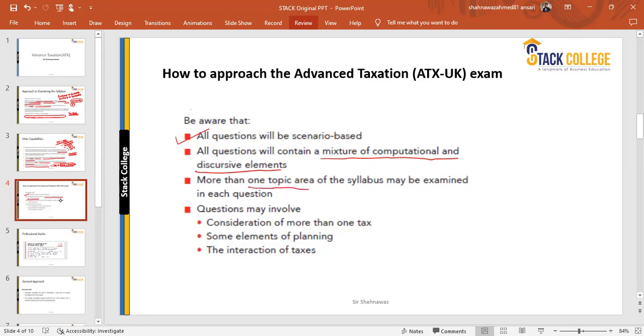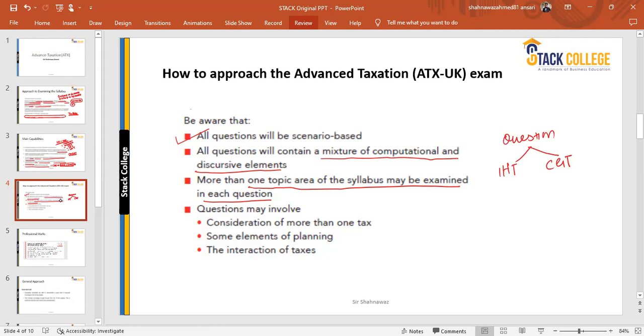More than one topic area of the syllabus may be examined in each question. It is not the case that one complete topic will be examined. Rather, for example, one question may relate to two topics, with some parts related to IHT and some parts related to CGT. So multiple topics will be assessed.